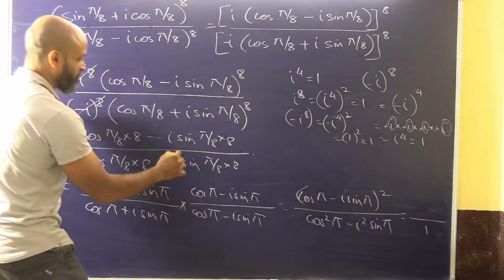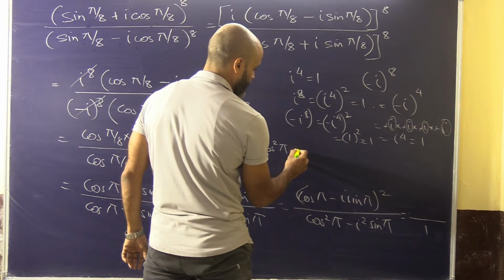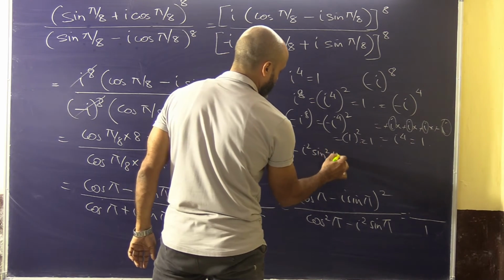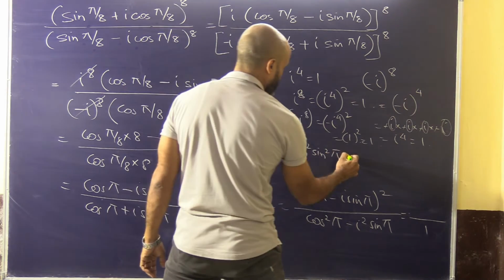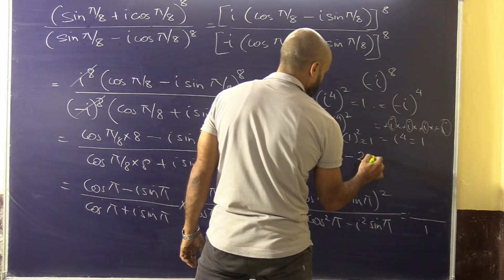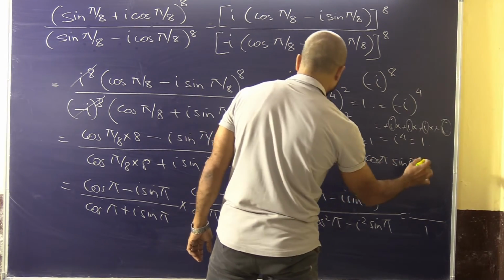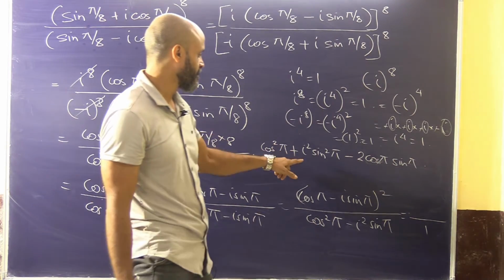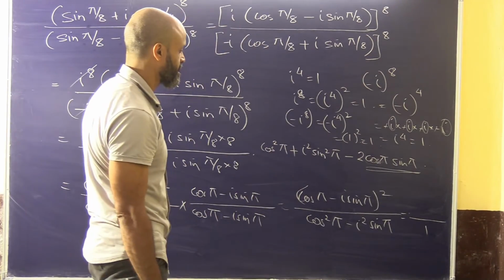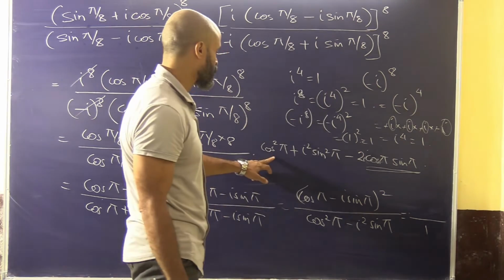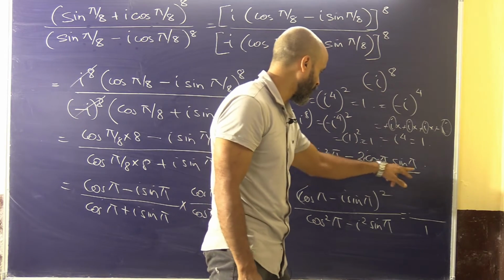What do we have on top? We will have cos square pi minus i square sin square pi minus, this will be (a minus b) square, a square plus b square minus 2ab, so minus 2i cos pi sin pi. We all know that here cos pi will become -1. Let's calculate this here: cos square pi plus i square sin square pi minus 2i cos pi sin pi.